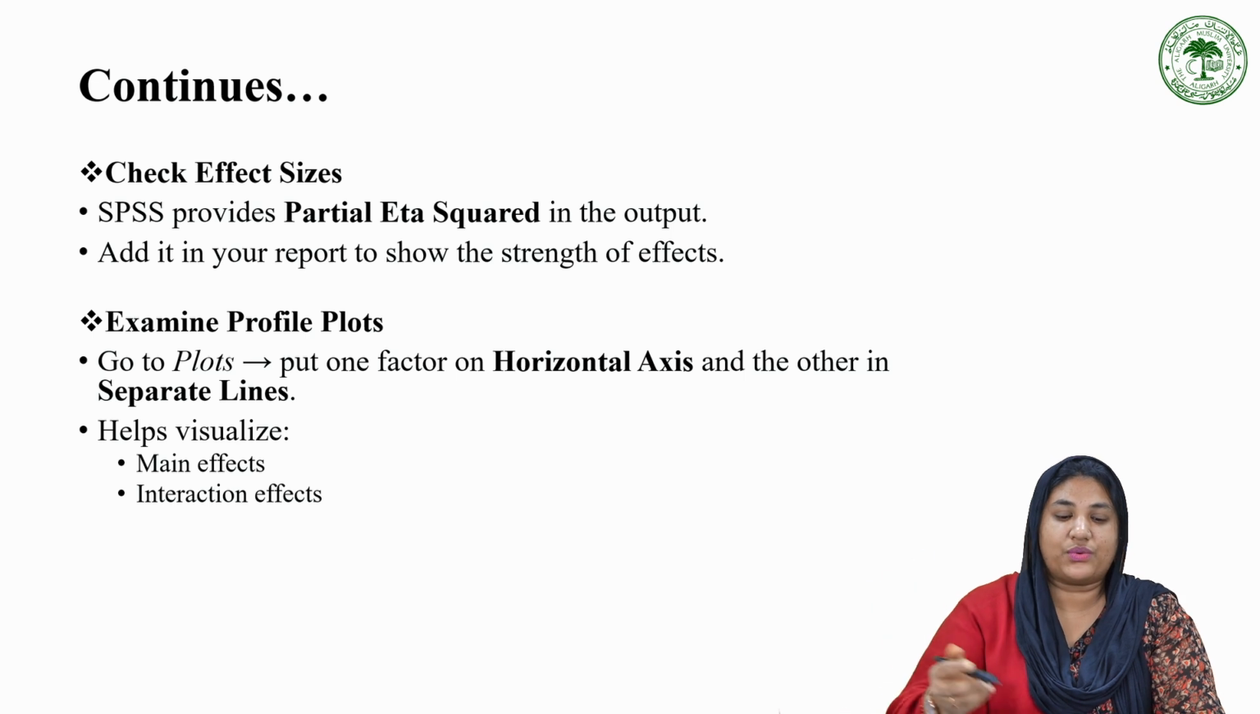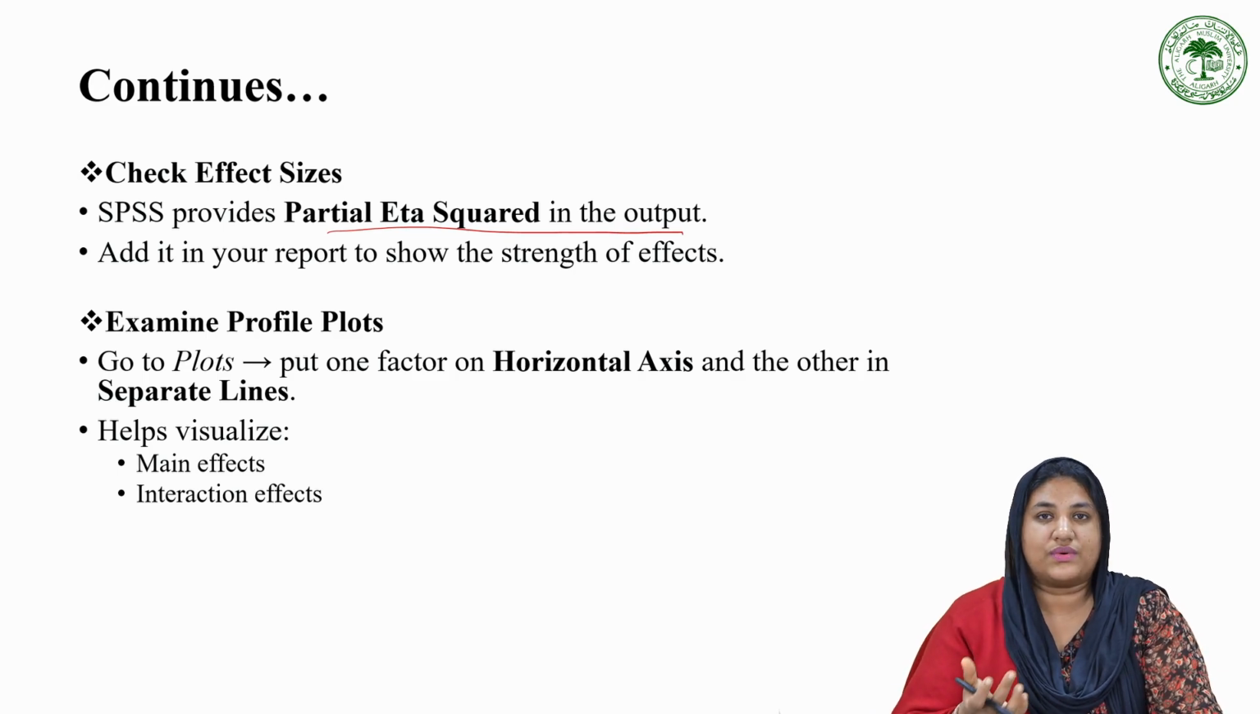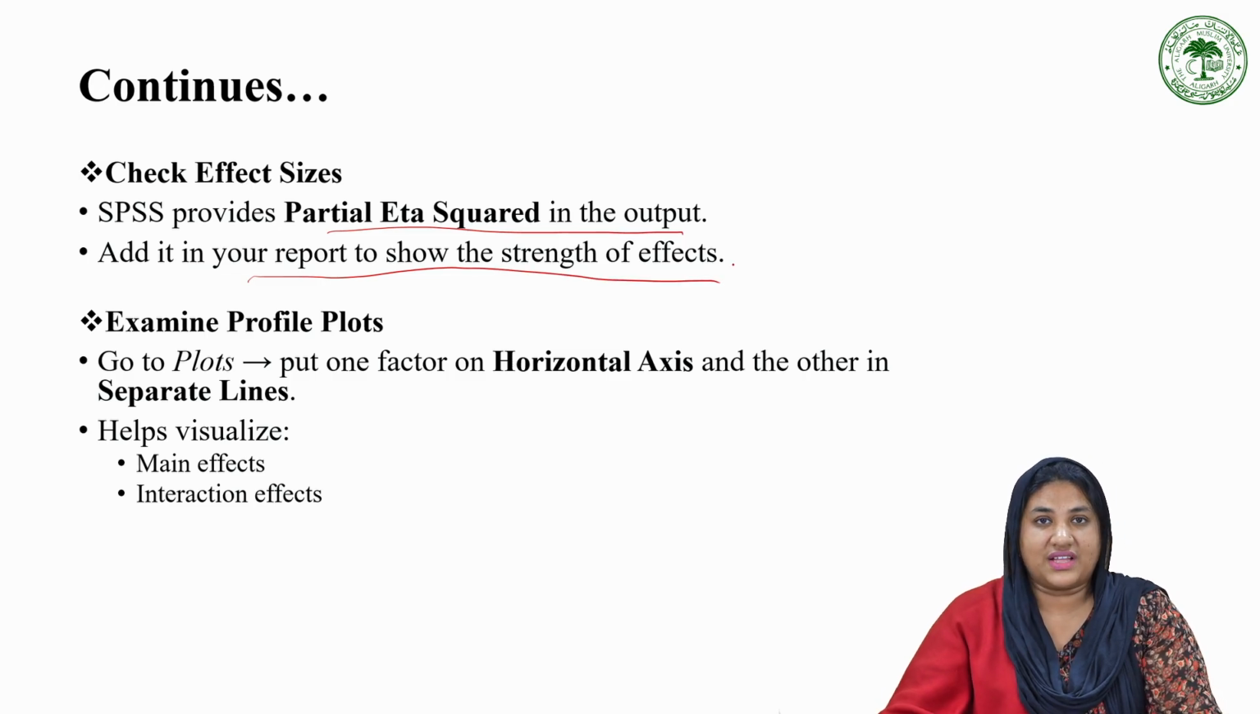SPSS provides the partial eta squared in the output. So here also in our description we have that particular effect size. We know that when the significance level is low, the effect size is high. So add it in the report so that it gives the strength of the effects.